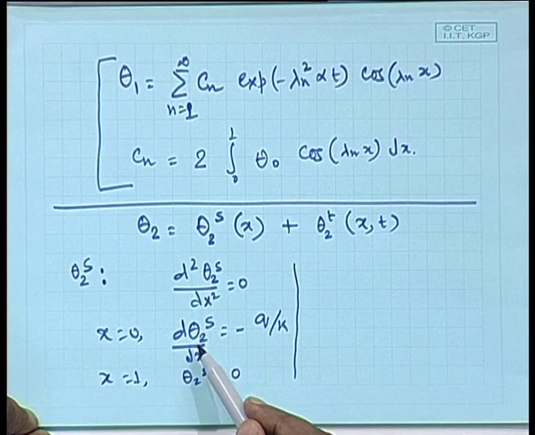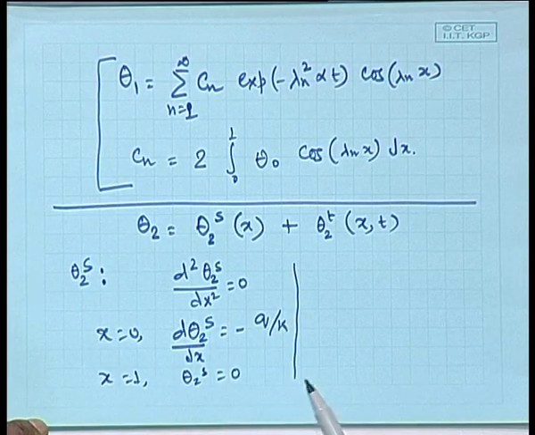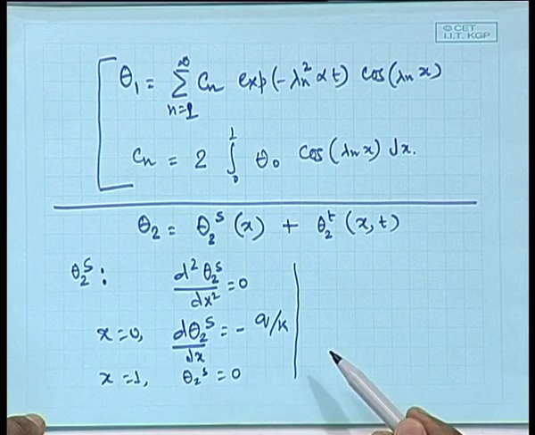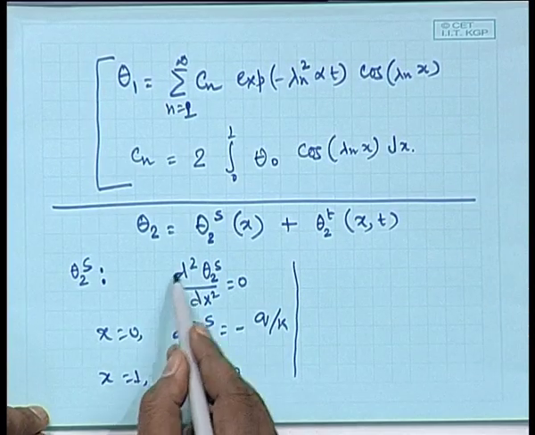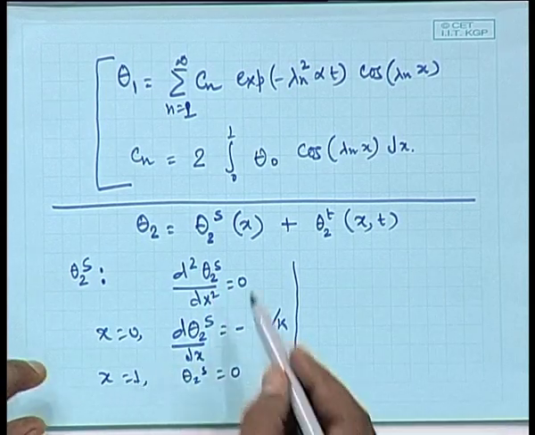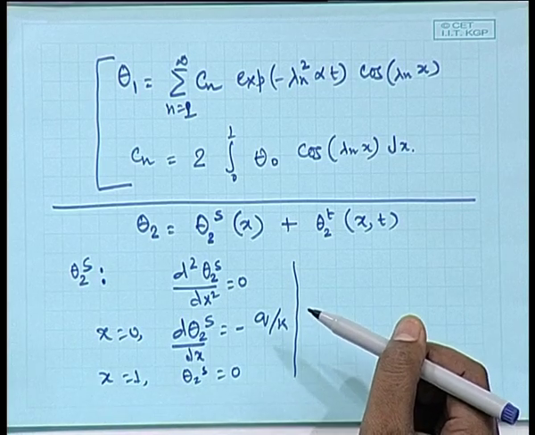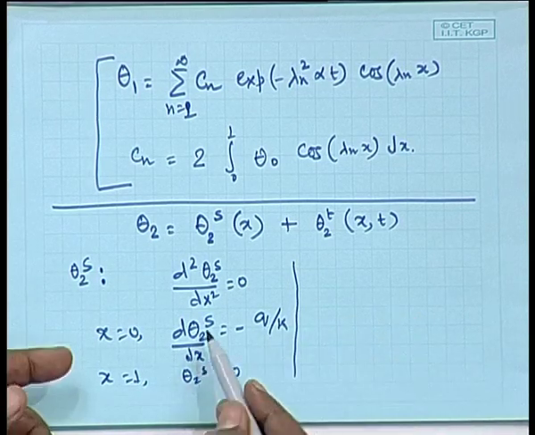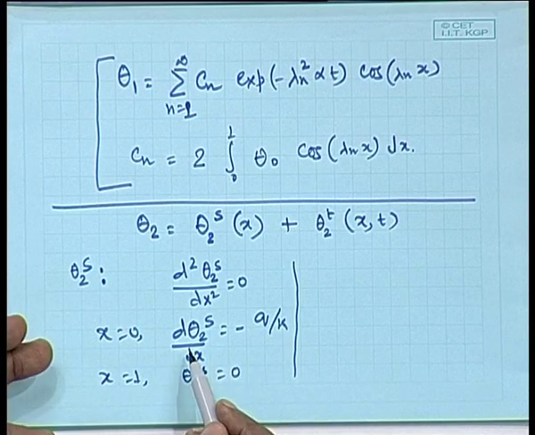You can derive these boundary conditions for each part exactly following the steps I have done in the previous problem, the first problem we have solved in this class. Okay. You substitute this into the governing equation, collect the terms, and you will be getting the governing equations of theta 2 s and theta 2 t. You substitute this into the original boundary conditions, and you allow the non-homogeneous part to go along with theta 2 s.